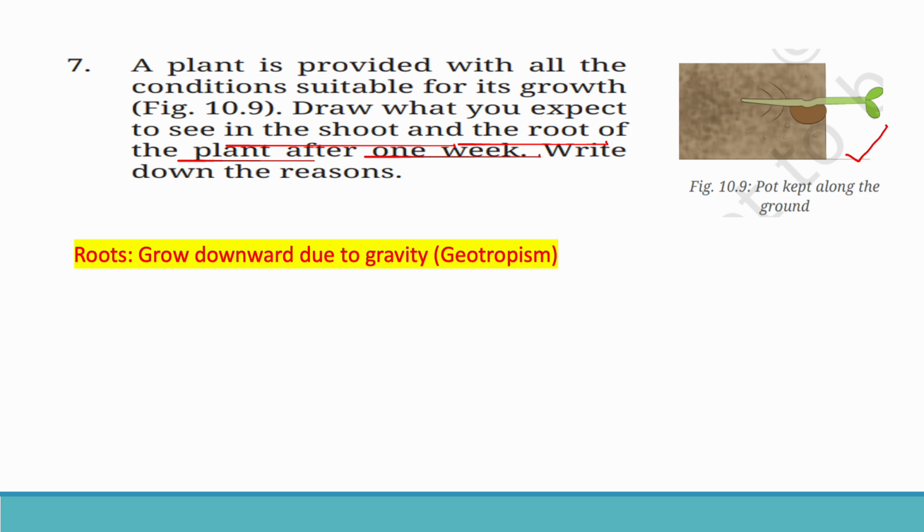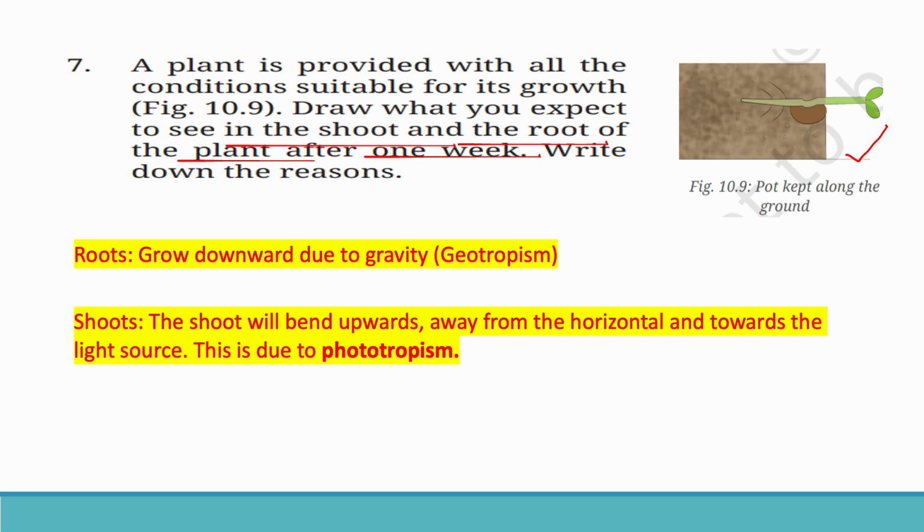What about roots? Roots grow downward due to gravity, geotropism. Then, what about shoots? Shoots will bend upwards away from the horizontal and towards the light source. This is due to phototropism. So roots continue to grow downwards due to gravity, that is geotropism, and shoots will bend upwards away from the horizontal and towards the light source. This is phototropism.